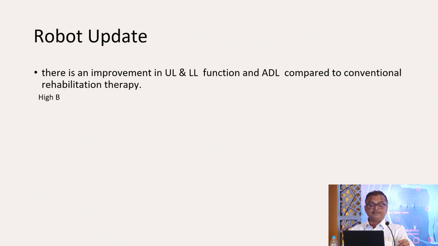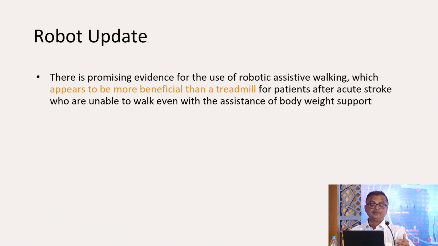Robotic rehabilitation is useful for improvement in upper limb and lower limb function as well as ADL, compared to conventional rehabilitation therapy. There is promising evidence for the use of robotic assisted walking, which appears to be more beneficial than conventional treadmill training.